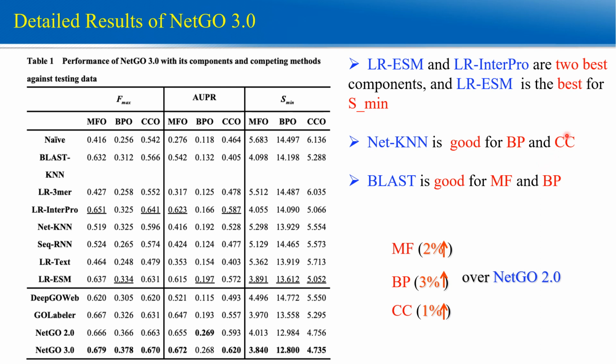LRESM and LRInterpro show comparative performance in all three GO domains, where LRInterpro uses protein family and domain information. LRESM shows competitive performance to it. We believe that ESM1B really extracts biological information for protein function, and that's why NetGO 3 can achieve improvement compared to NetGO 2 and get the SOTA performance.